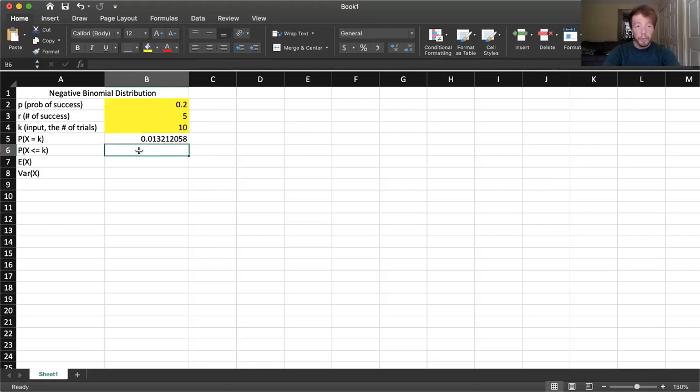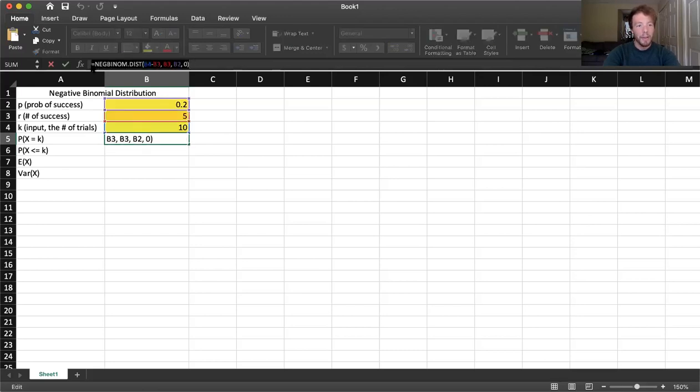To do the cumulative probability, so what is the probability that it takes 10 or fewer trials for us to see our first 5 first generation students? What you would want to do is the same formula. In fact, I might just copy it, paste it. Oh, what did I do? Oh, goodness.